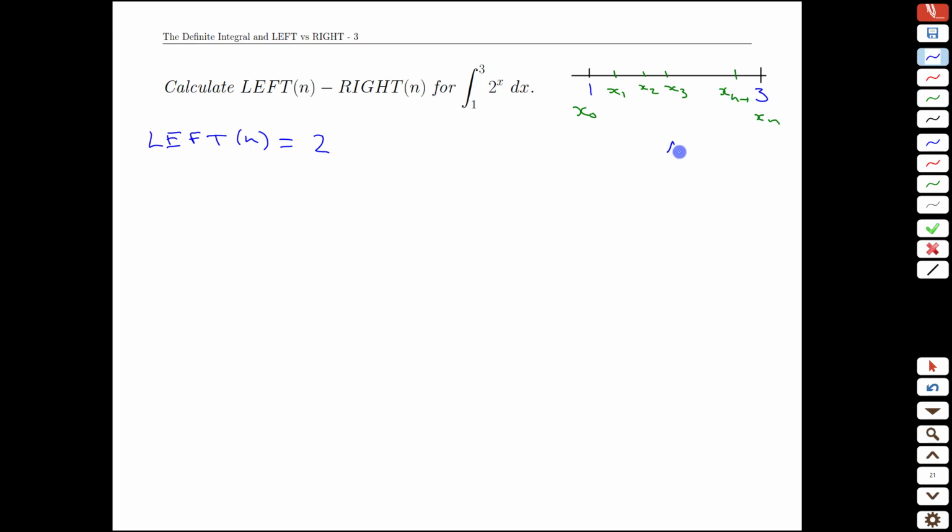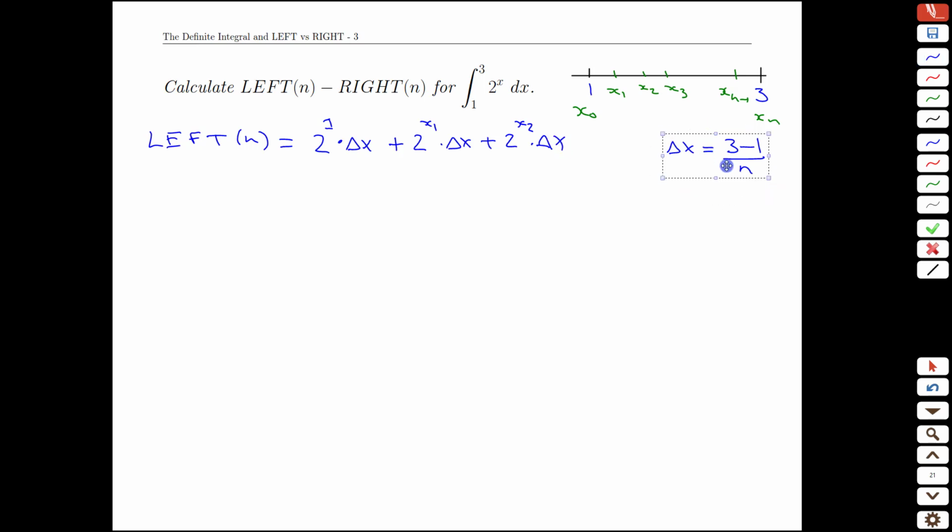And we also notice that delta x would be, again, the width of the entire interval, 3 minus 1, divided by n. So we'd have a width involved here. If we're doing the left-hand rule, we would always use 2 to the x0, or 2 to the 1, as the first height, and then we multiply by delta x. Then the next point we would use is x1, and then we'd have delta x.